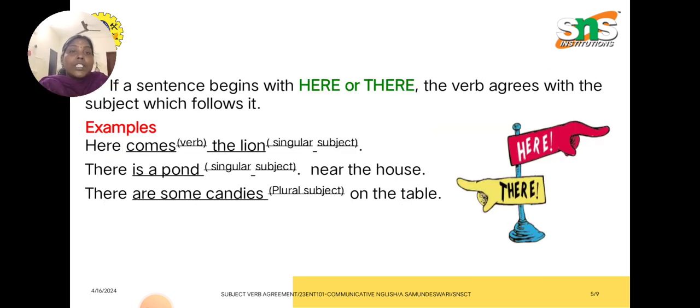So the next rule is that if a sentence begins with here or there, the verb agrees with the true subject which follows it. Here is my seat, there are my pens, there is my key. Here we are placing the verbs based on the true subject, not because of the beginning of the sentence with here or there. So if there are some candies on the table, the verb will be placed based on the true subject in the sentence.